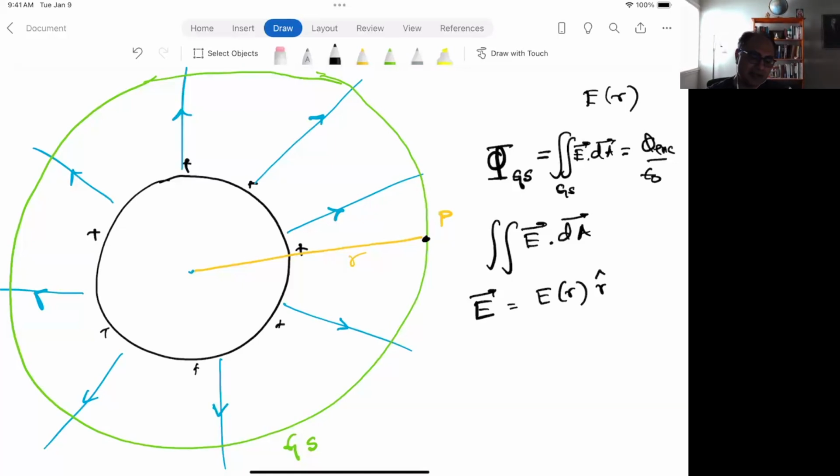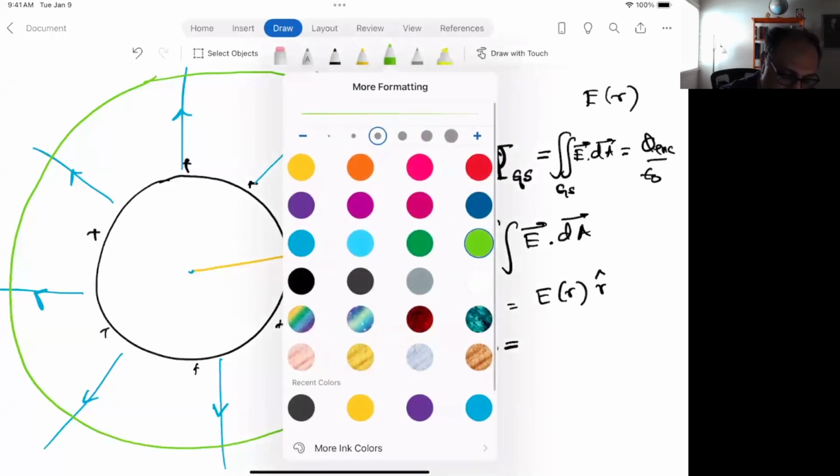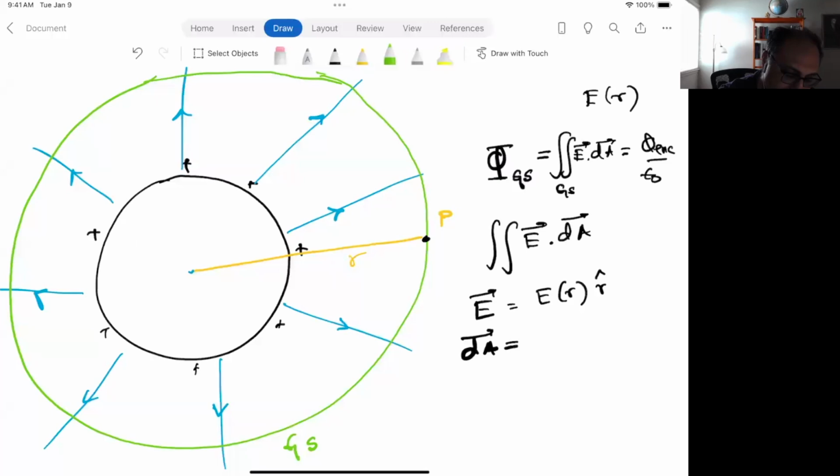And what about dA? We did this yesterday. dA means a small patch of surface taken on the Gaussian surface, maybe this little patch over here on the spherical surface. It would point in the radially outward direction.